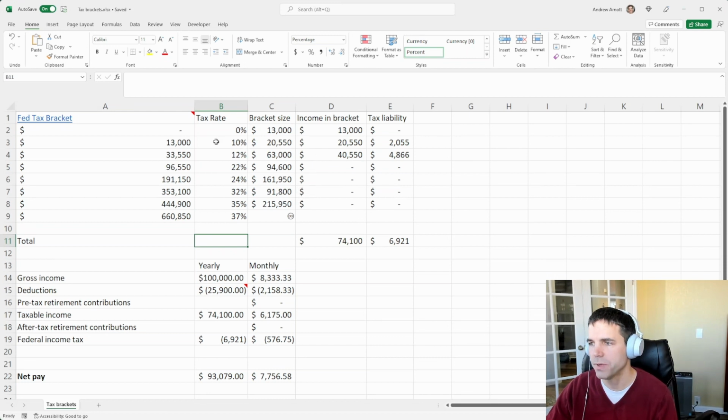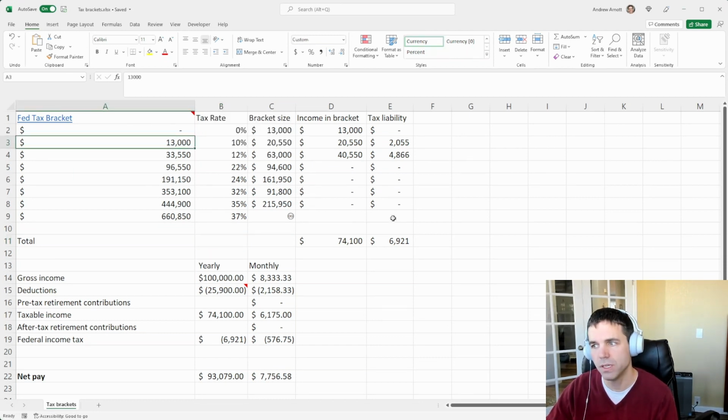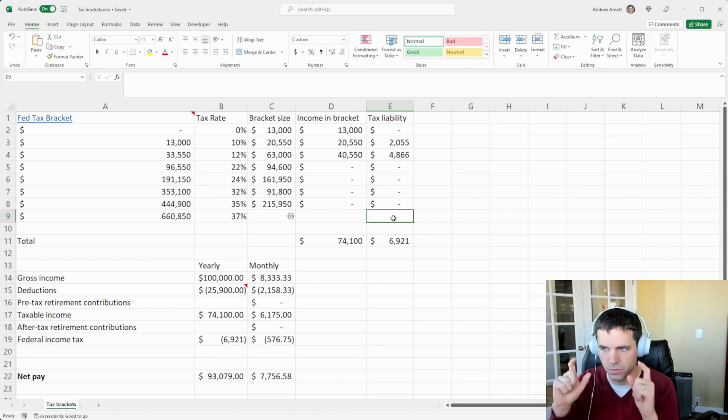So this is a simple spreadsheet that I put together. It has actual tax brackets for the 2022 year for married filing jointly. There might be some other conditions into which tax brackets I chose. The point is not to remember these particular numbers. We're using this for educational, illustrative purposes, okay?